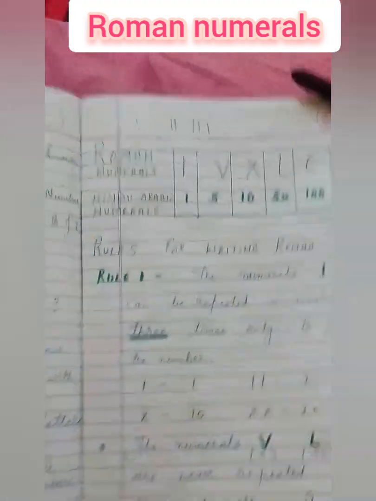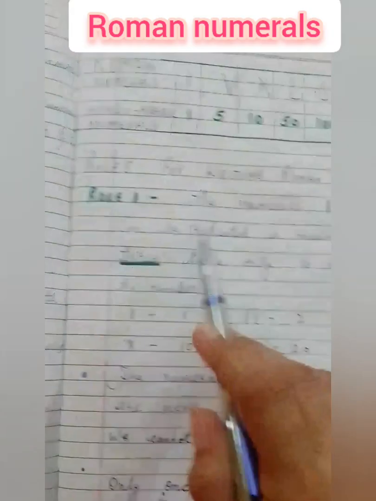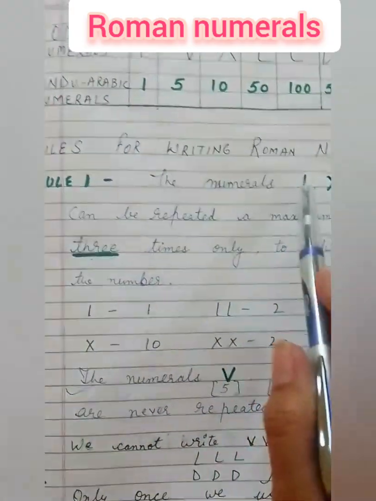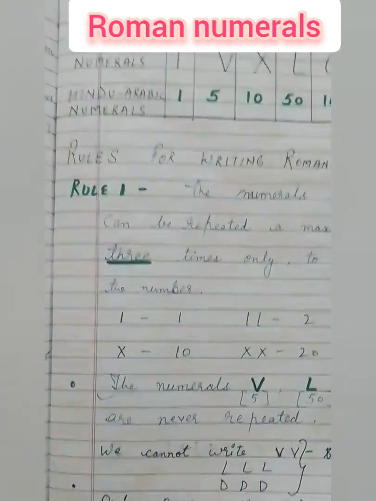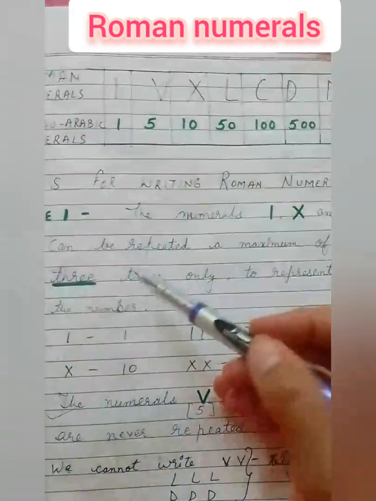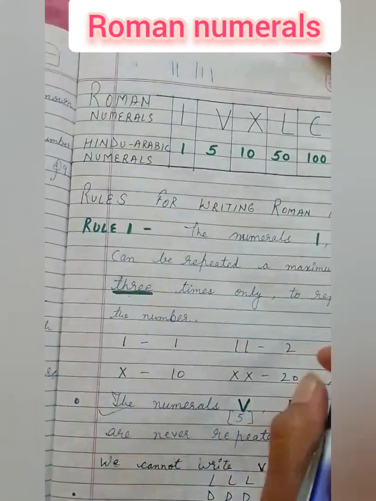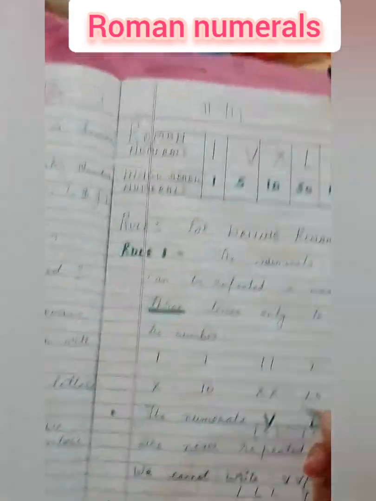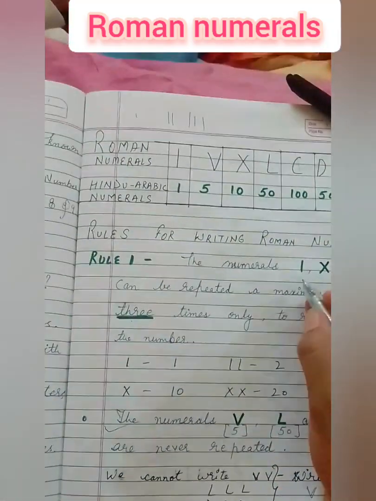So now here are the rules for learning the Roman numerals. Rule number 1. The numerals I, X and C, it means 1, 10 and 100, can be repeated a maximum of 3 times only to represent a number. If we want to write any number, then we can repeat these symbols only thrice.